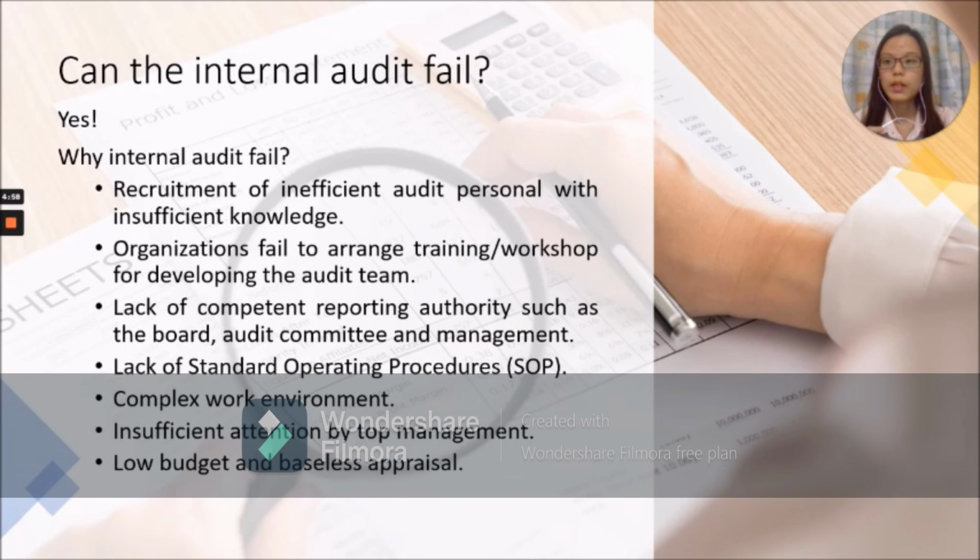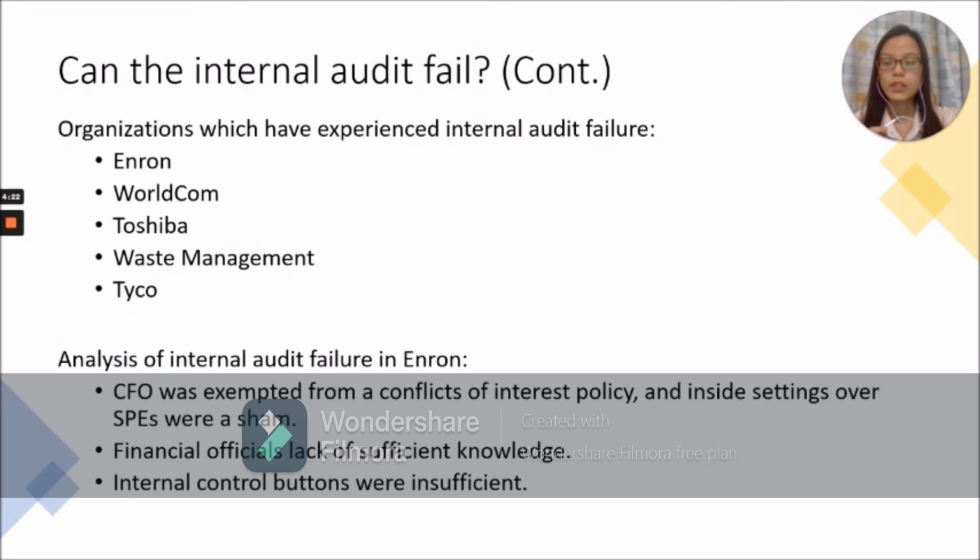Next, we are going to talk about, can the internal audit fail? Yes, definitely yes. And the reasons why internal audit fails are recruitment of inefficient audit personnel with insufficient knowledge, organizations failing to arrange training or workshops, lack of competent reporting authority such as the board, audit committee, and management, lack of standard operating procedures, complex work environment, insufficient attention by top management, and the last is low budget and baseless appraisal. The organizations which have experienced internal audit failure include Enron, Qualcomm, Toshiba, Waste Management, and Tyco.